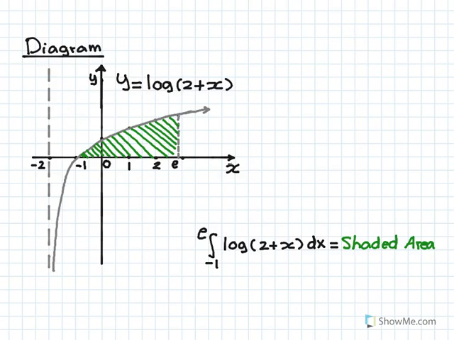All right, let's look at a diagram for what we have. Basically, we have y is equal to log of 2 plus x, and the definite integral represents the shaded area in green that you see here. So this part here is the integral from -1 to e of log of 2 plus x dx.